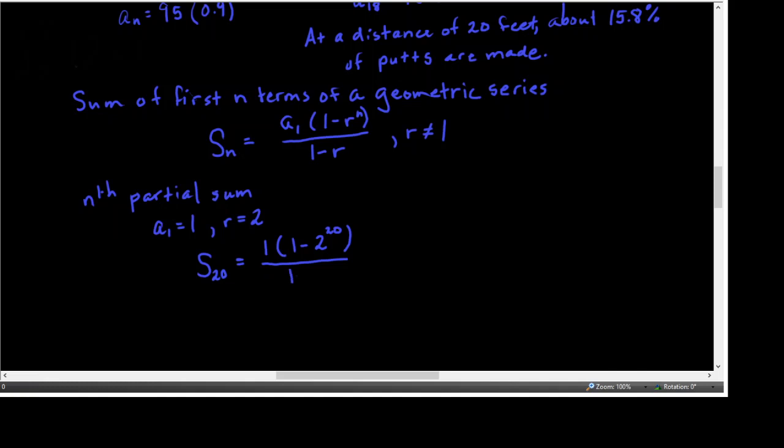Divided by 1 minus r, which is 2. And when you do that in your calculator, you get 1,048,575. And what are the units of that? That's cents. And then, so how much is that in dollars? $10,485.75.